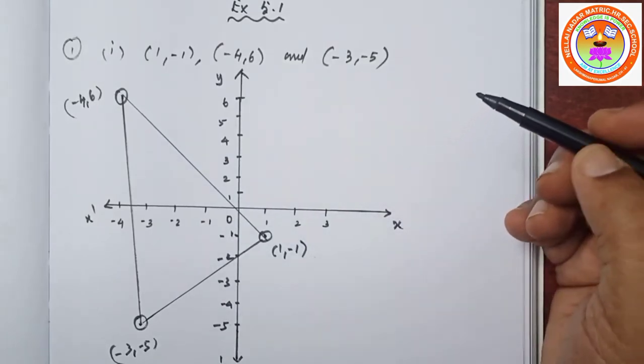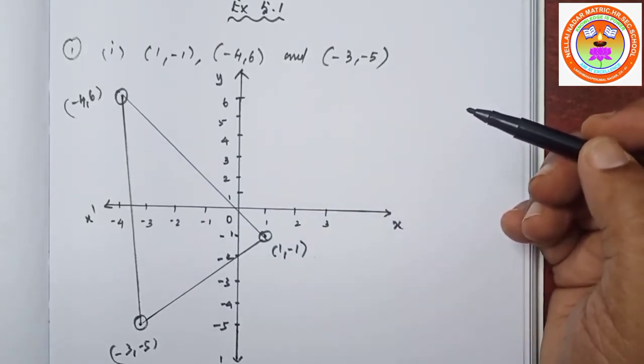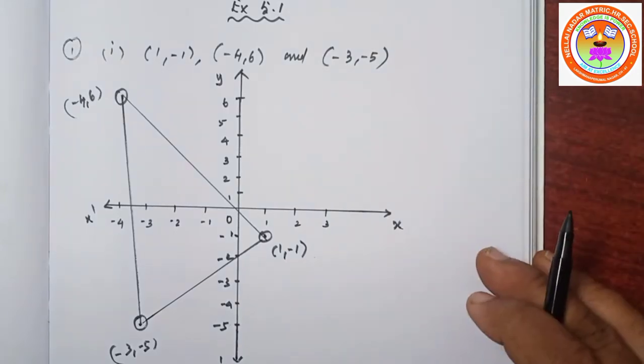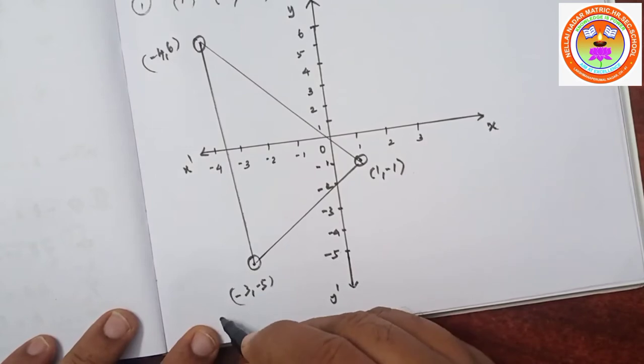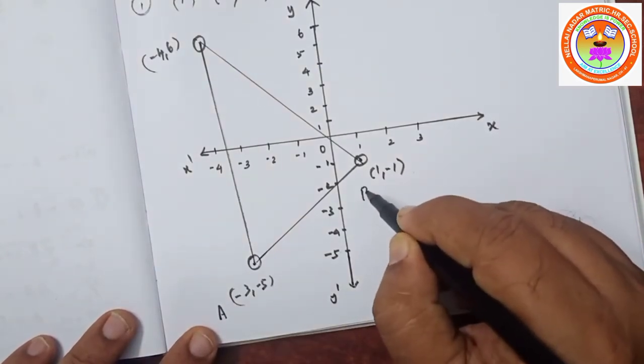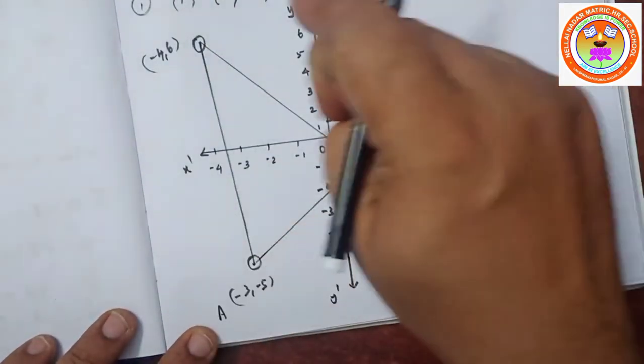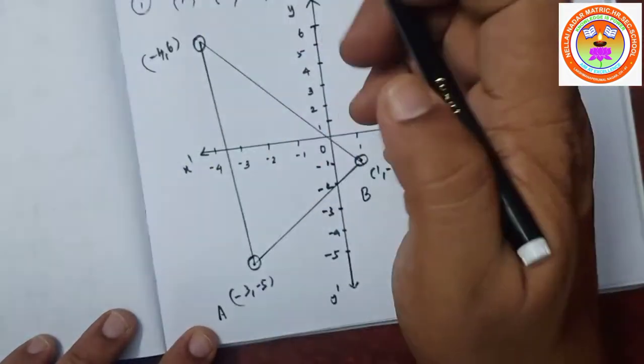So 3 points. All the 3 points are to be joined using the scale. Now we have to consider A, B and C in counterclockwise direction. You can start A anywhere. Suppose I take A over here. Here only we have to take B. This is the anti-clockwise direction, counterclockwise, A, B and C.